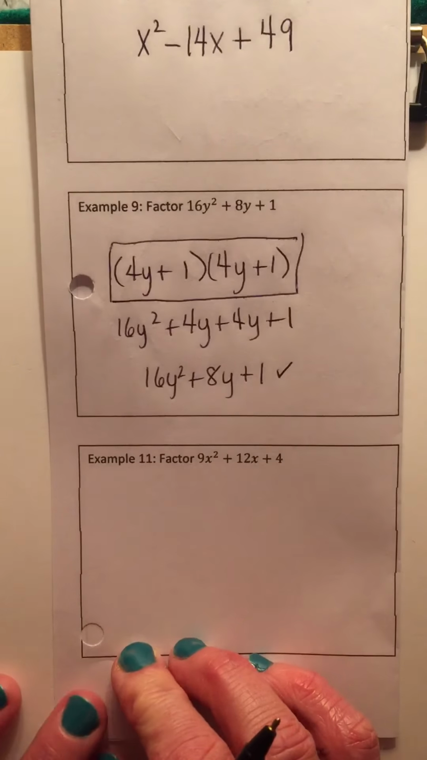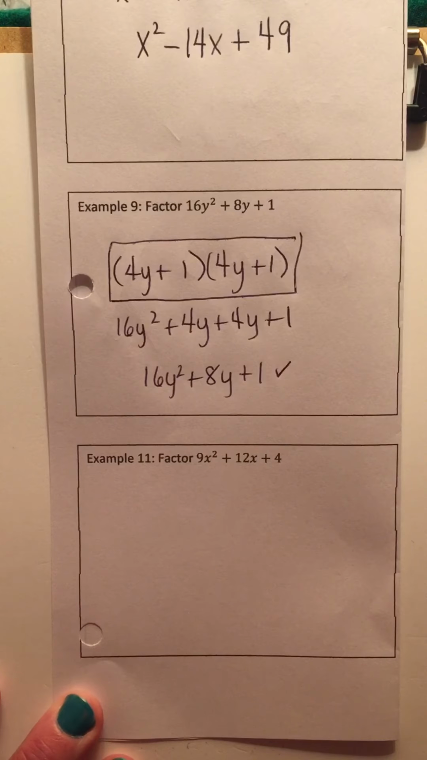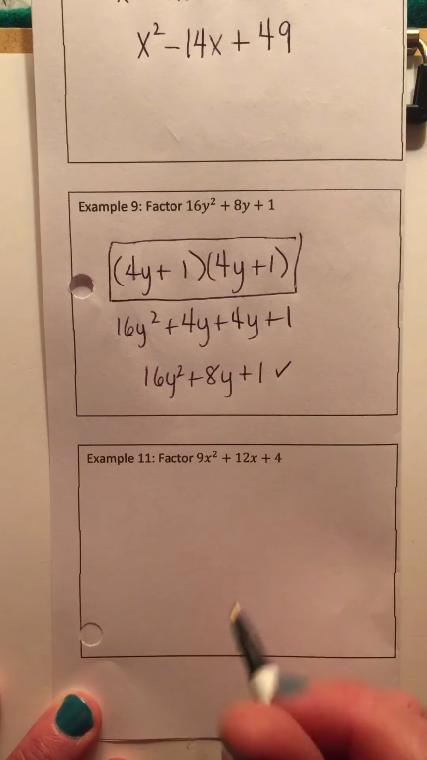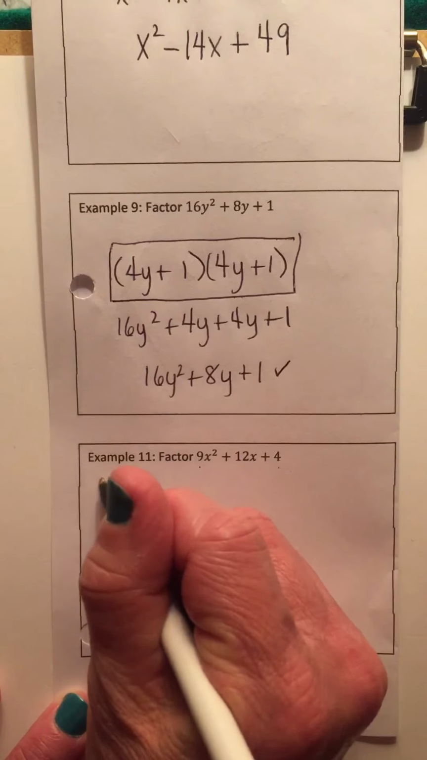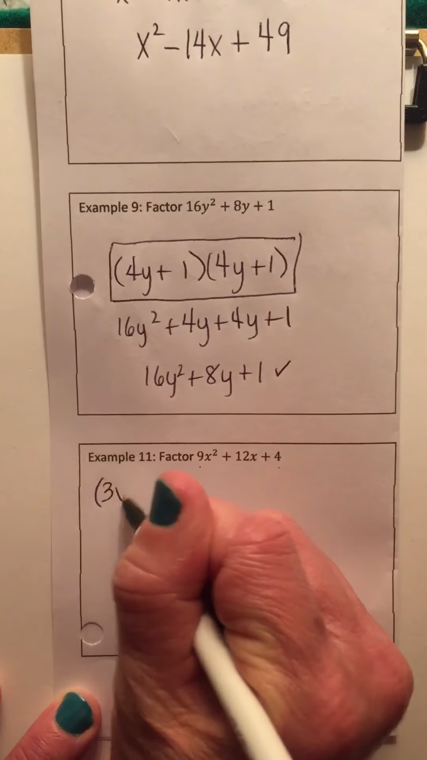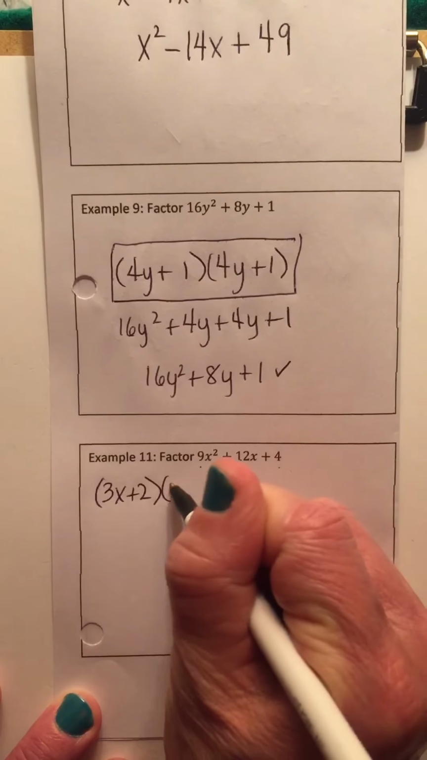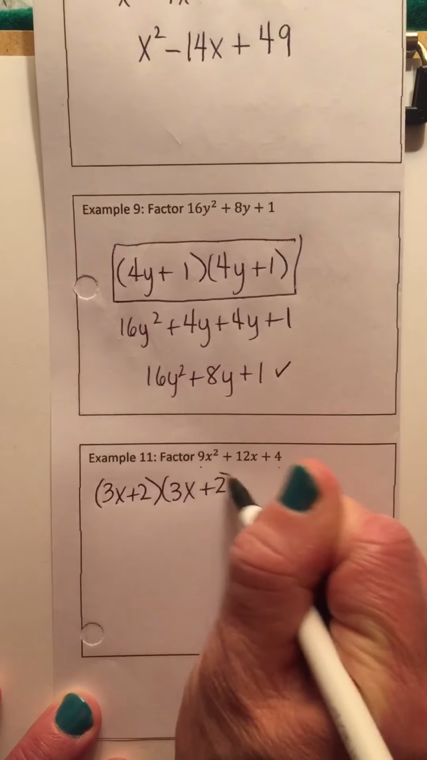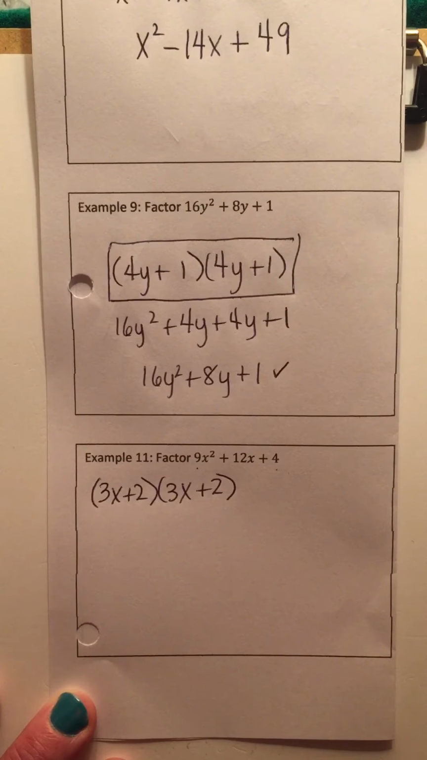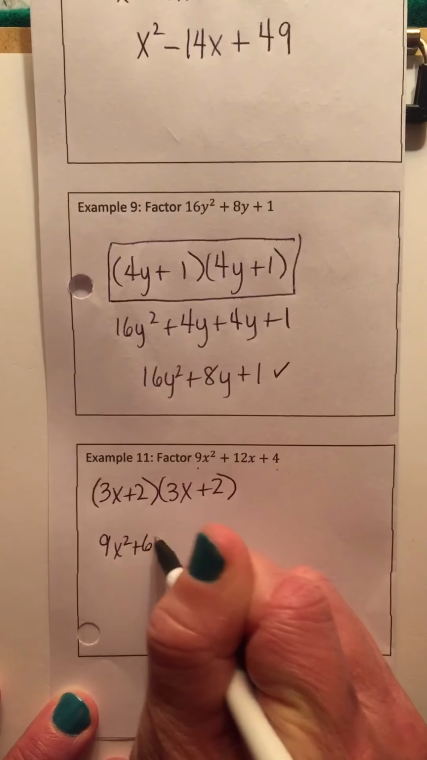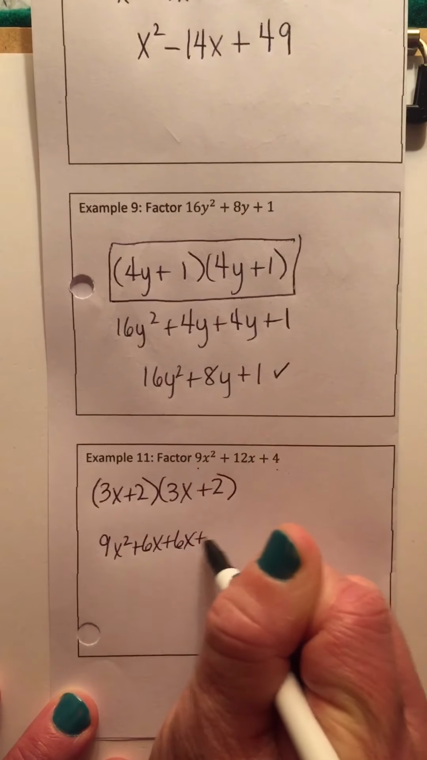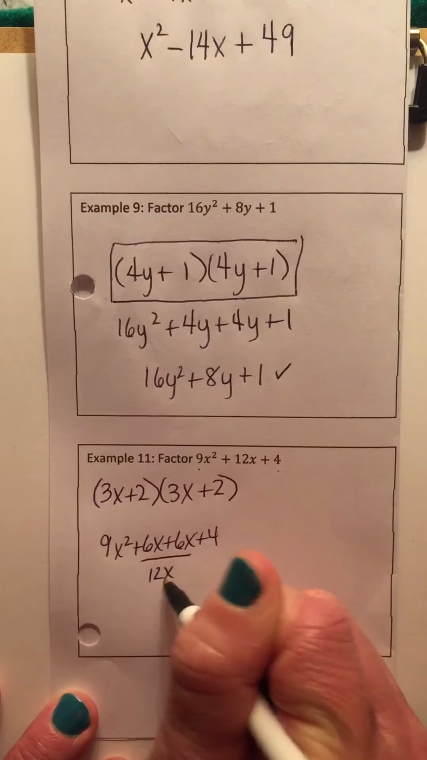Example 11, we're going to factor 9x squared plus 12x plus 4. And I know that 3 times 3 is 9 and 2 times 2 is 4, so let's check it out. 3x plus 2 times 3x plus 2. Question is, does that get us 12x as our x term? If we multiply it out, it's 9x squared plus 6x plus 6x plus 4. It does get us 12x.